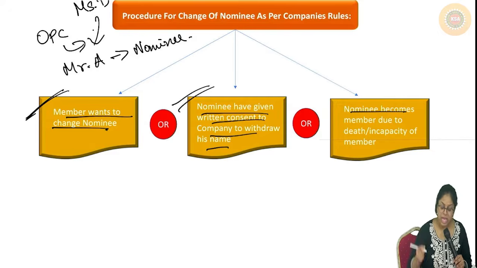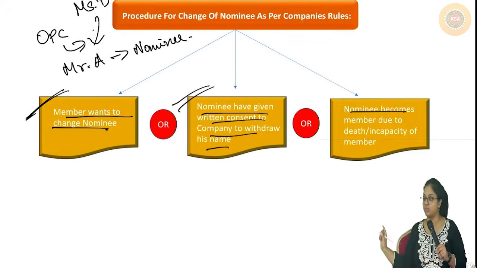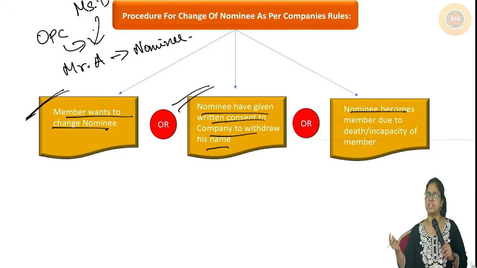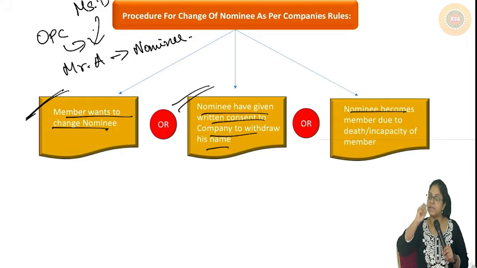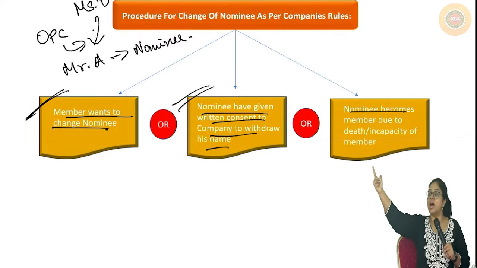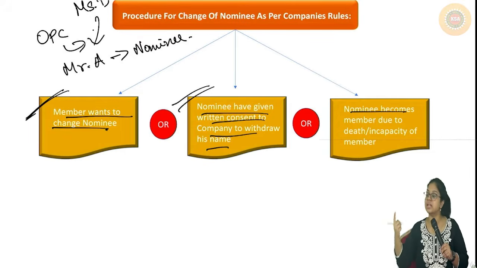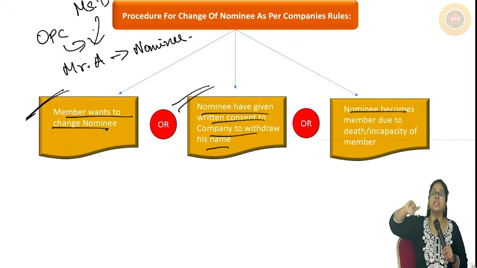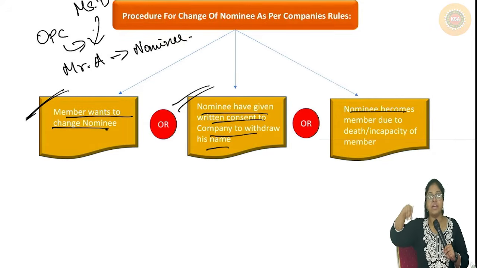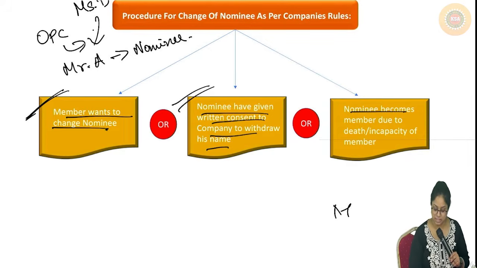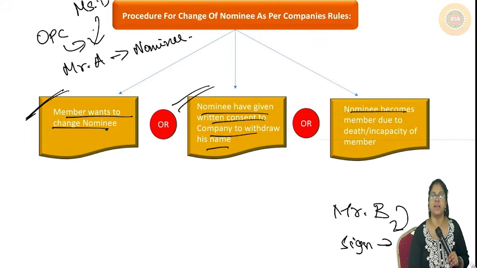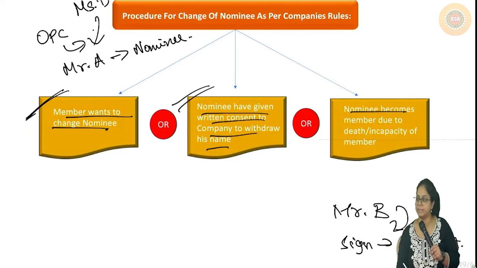Case number 2 is when the nominee himself wants to withdraw. Mr. A, the nominee, says, no, from now on I don't want to be the nominee in your OPC. In that case, I need to get a form, fill that form and submit it to the ROC. And after submitting to the ROC, I need to find one more nominee, because an OPC cannot run without a nominee, correct? So once he leaves, someone else has to come in his place. So when I find another nominee, let's say Mr. B is my new nominee, Mr. B should also sign a form saying that I am giving consent that I want to become a nominee in her company. Are you able to understand?